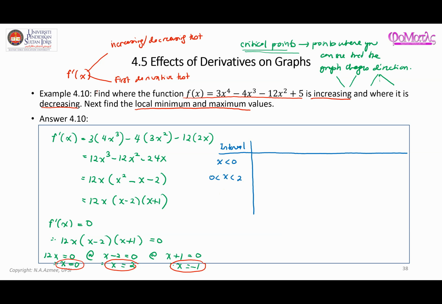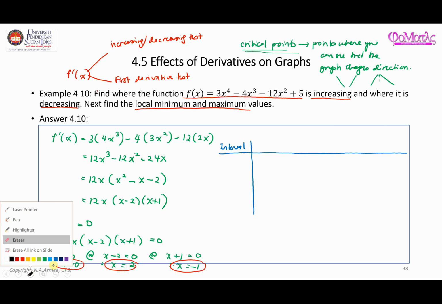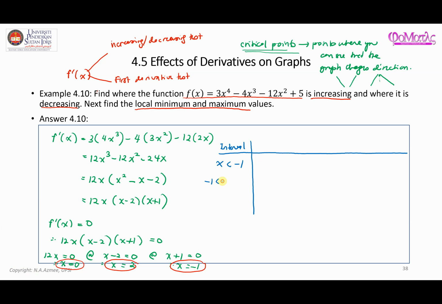No, I'm sorry. We have negative 1. I'm going to erase this. Here we start with the point negative 1. What happens when x is less than negative 1? Next, what about x between negative 1 and 0? That's the second point. Next, what about x between 0 and 2? And finally, we have x greater than 2. So that's the set of intervals which can be constructed based on the critical points that you got over here.